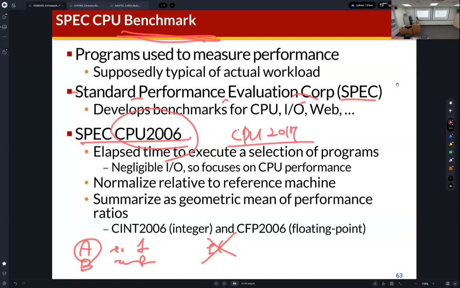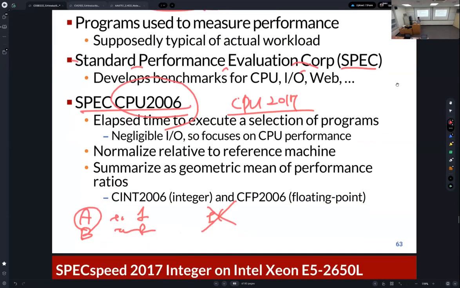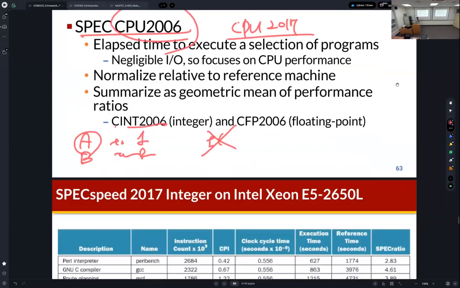Using the benchmark, we can run it on the computer system and measure the performance of the computer system. Also, there are many kinds of applications, such as CINT 2006, which is used for measuring the performance of integer instructions, and CFP 2006, which is used for measuring the performance of floating point instructions.